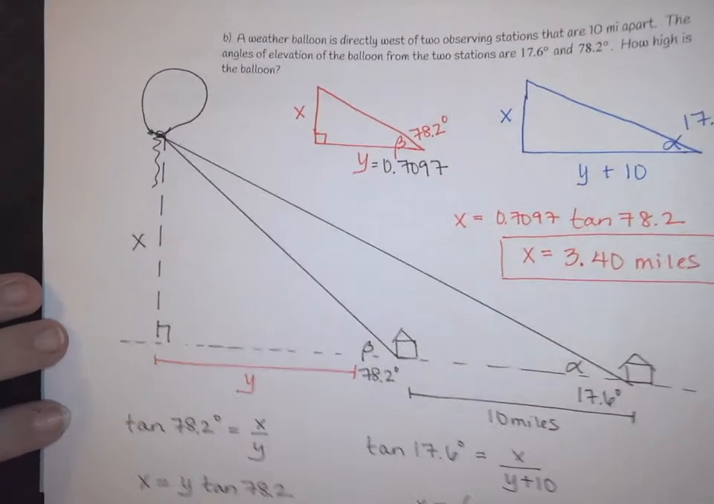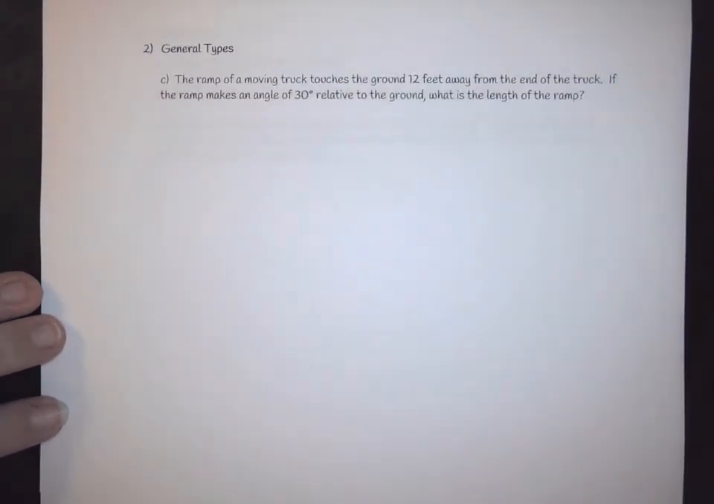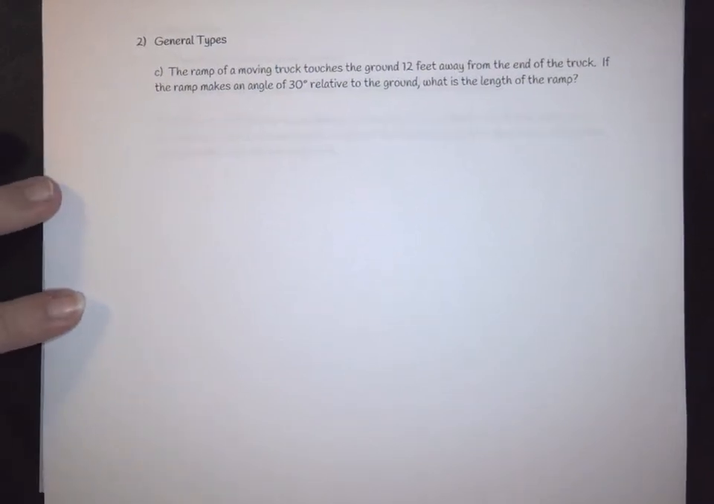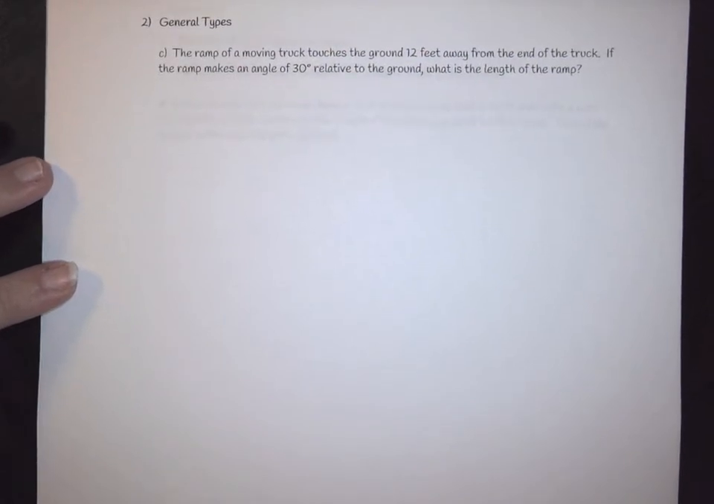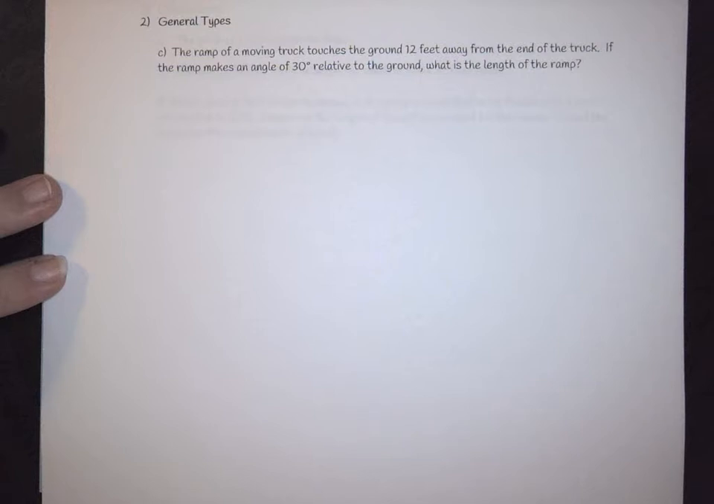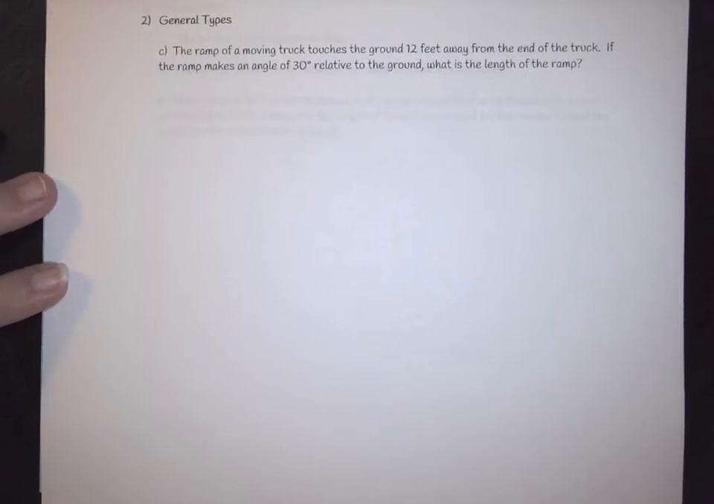All right, let's look at another one here. All right, so in this one, we have the ramp of a moving truck touches the ground 12 feet away from the end of the truck. If the ramp makes an angle of 30 degrees relative to the ground, what is the length of the ramp?